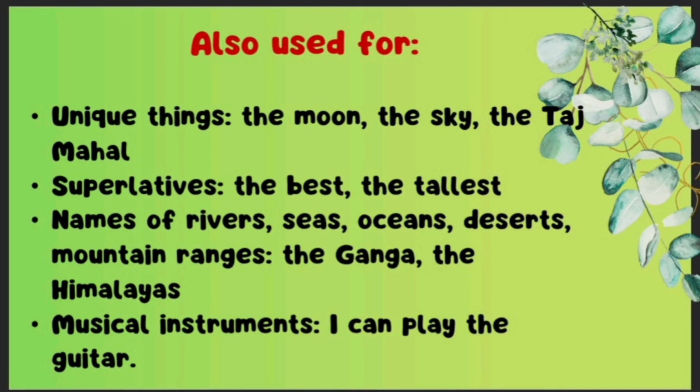Musical instruments: I can play the guitar. We are not saying I can play guitar, no, it's not correct. I can play the guitar. So whenever we mention musical instruments in a sentence, we also use the article to specify that particular instrument.